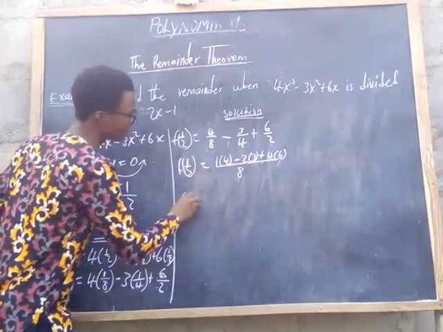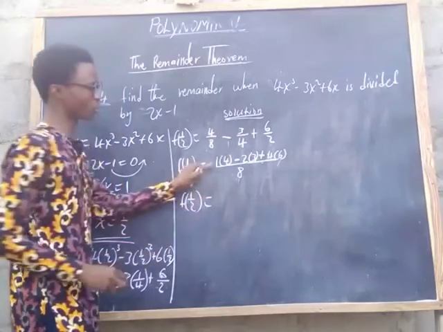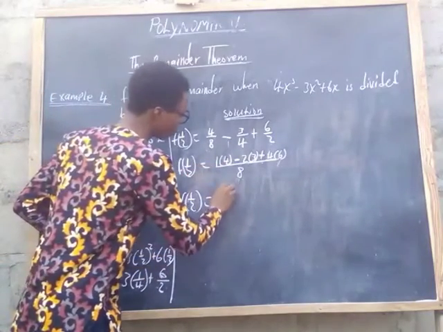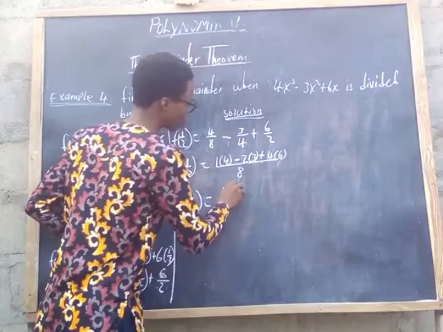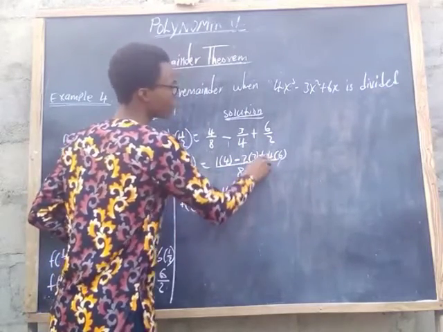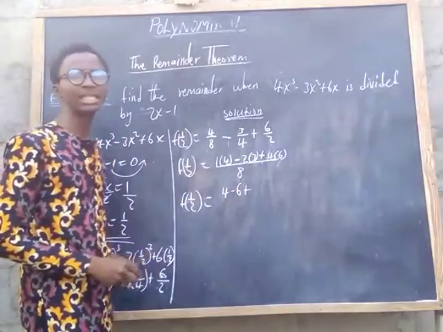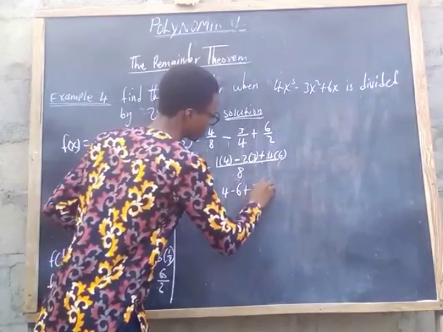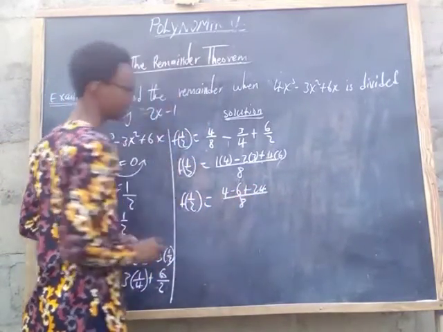Good. So say f of 1 equals what? 1 times 4 equals what? 4 minus 2 times 3 equals what? 6 plus 4 times 6 is what? 24 upon 8. Do you see it?